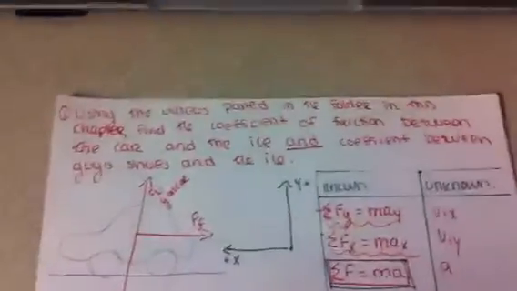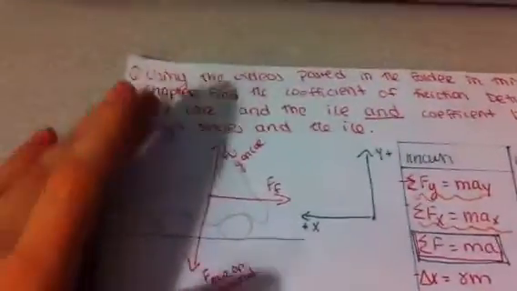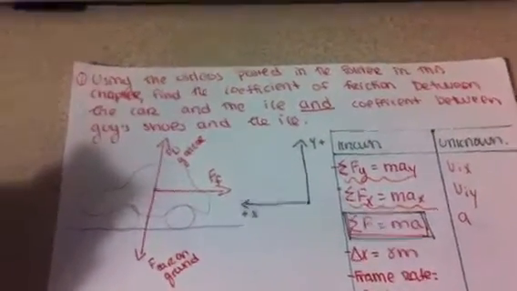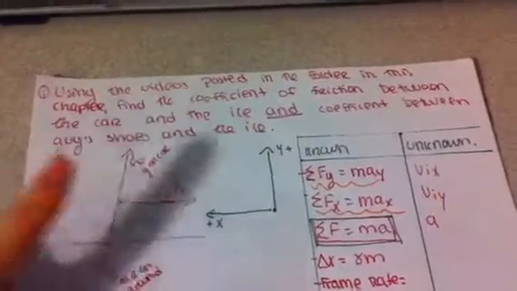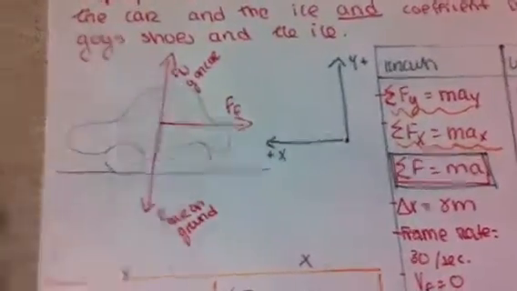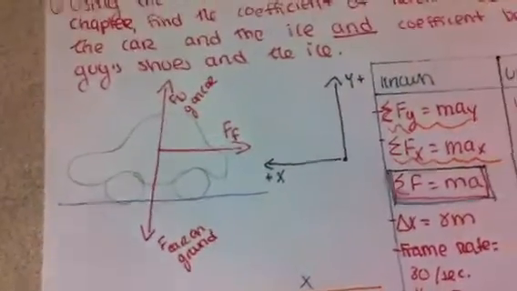Okay, so this is Screencast 4, and what this wants us to do is, using the videos posted in the folder of this chapter, find the coefficient of friction between the car and the ice, and the coefficient between the guy's shoes and the ice. So I split them up, and then you said to make sure we have a free body diagram. I just like drawing the object in behind lightly so that I know.